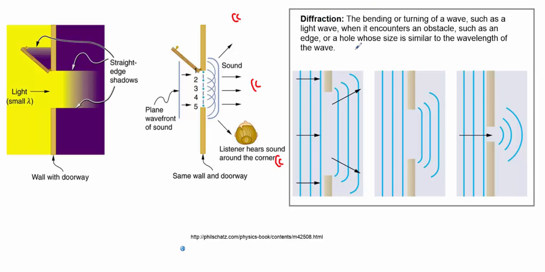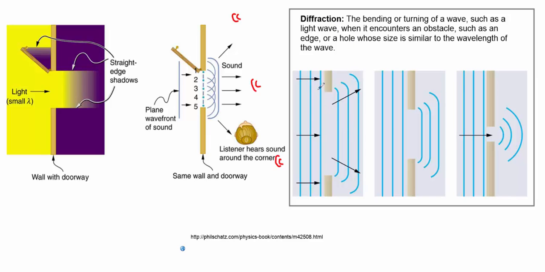There are multiple definitions you can follow, but ultimately it's the bending or turning of a wave as it enters an opening or an obstacle. And that opening or obstacle needs to be a size similar to the wavelength of the wave itself. So that part could come into play naturally. Let's take a look at this down here.